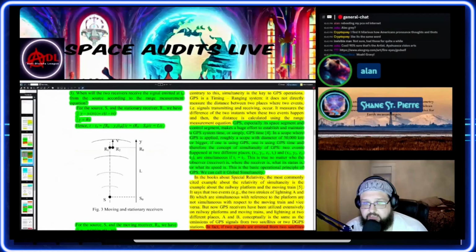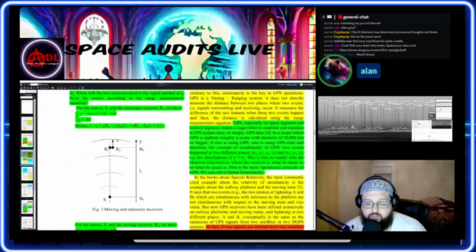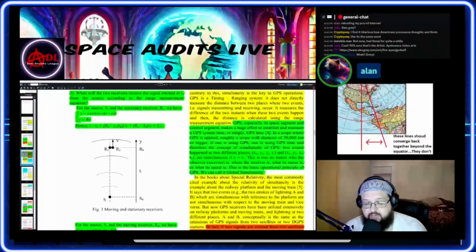GPS, especially its space segment and control segment, make huge efforts to establish and maintain a GPS system time. So basically, this is just like a universal timestamp for GPSs to follow when it's sending out signals and receiving it. These are multiple events happening in the same instance, and they're being received and sent back within the same instances as well.